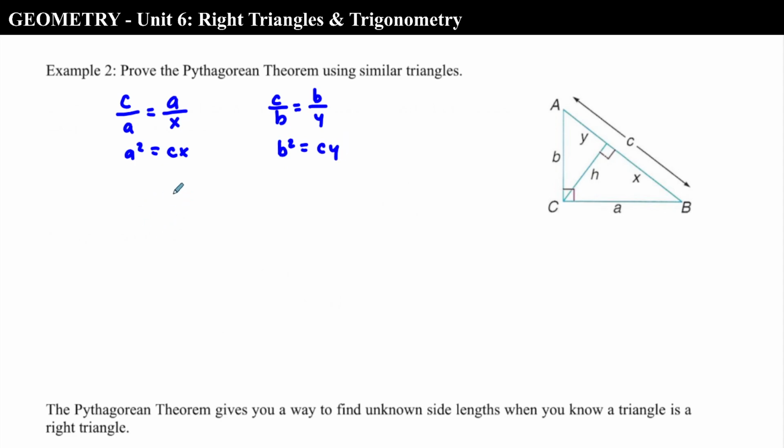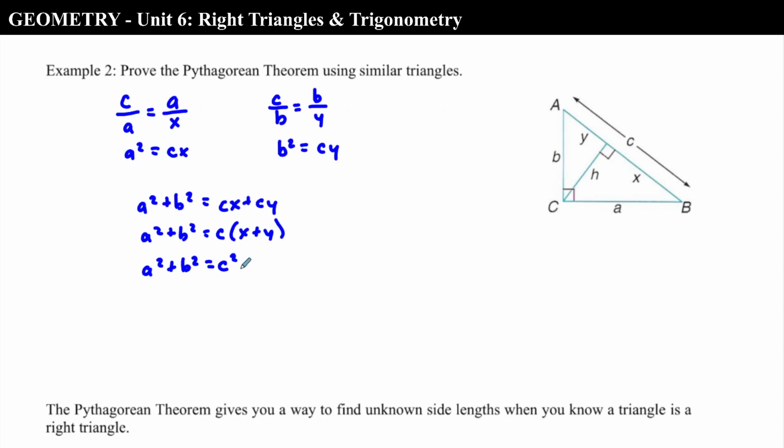Now, let's add these equations together. So, A squared plus B squared is going to equal CX plus CY. Well, let's factor out a C. And when we do, we get C times X plus Y. But what is X plus Y? Well, X plus Y, if you use segment addition, is just C. So therefore, A squared plus B squared equals C squared.